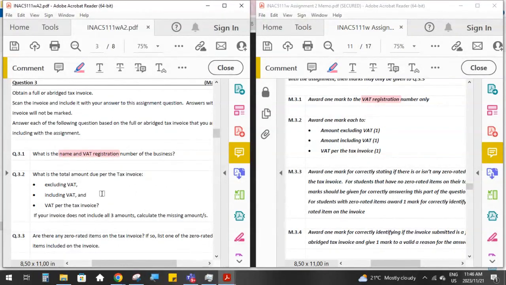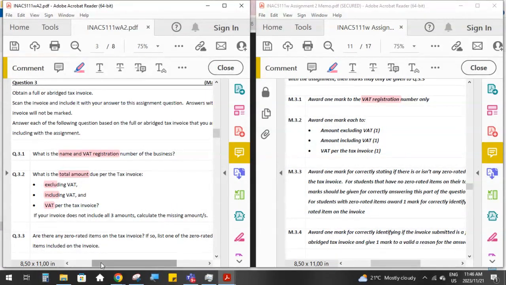And then again, just reading carefully, what is the total amount? Take note, some people didn't do the totals. They worked out some strange amounts. The total amount on the tax invoice of the excluding, the including, and the VAT on that invoice. When they say amount, we want a rand value for excluding, including, and the rand value of VAT.